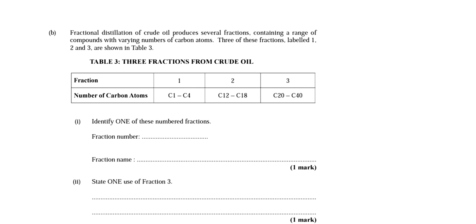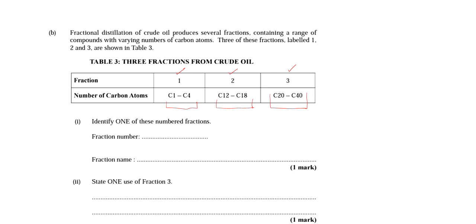Now, part B, the fractional distillation of crude oil produces several fractions, each containing a range of compounds with varying numbers of carbon atoms. So three of these fractions are labeled 1 to 3 in this table below. So this is fraction 1, fraction 2, and fraction 3. And the number of carbon atoms, 1 carbon to 4 carbon, is what we call fraction 1. If we have between 12 and 18 carbon atoms, that is fraction 2. And if we have between 20 and 40 carbon atoms, we are calling it fraction 3.